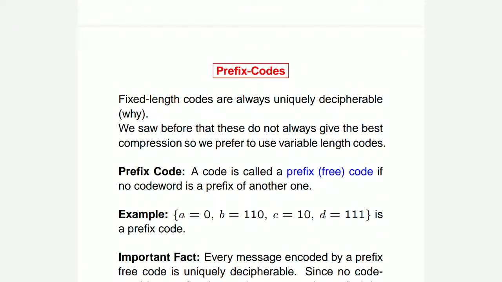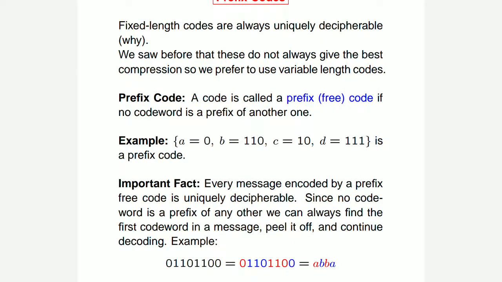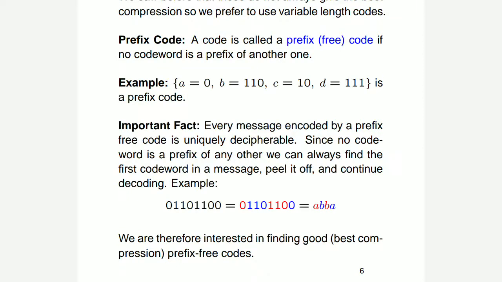Next we have prefix codes. Fixed length codes are always uniquely decodable, as we saw here. What is a prefix code? A code is called a prefix or prefix-free code if no code is a prefix of another one. Look here: A is 0, B is 110, C is 10, D is 111. Do you find any one of the codes of these characters acting as a prefix for the code of any other character? No. This is called a prefix code.